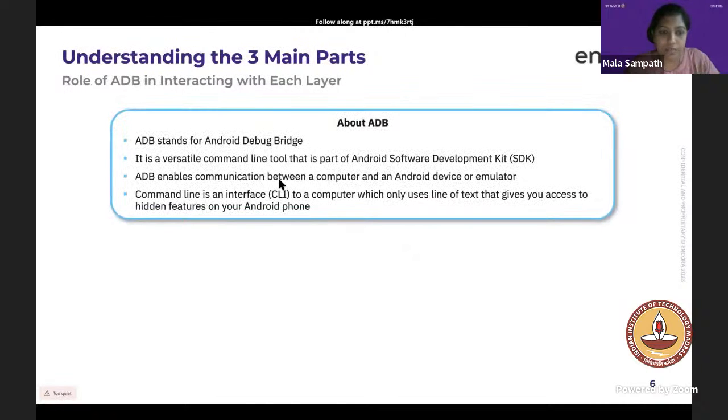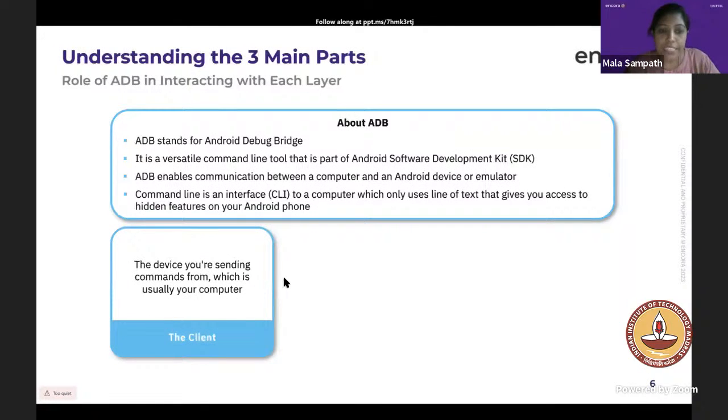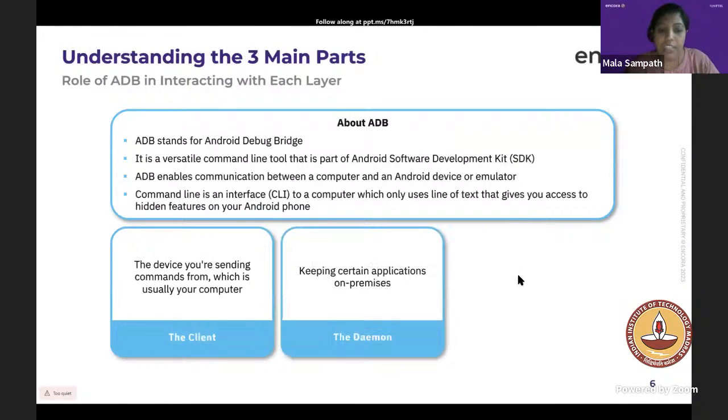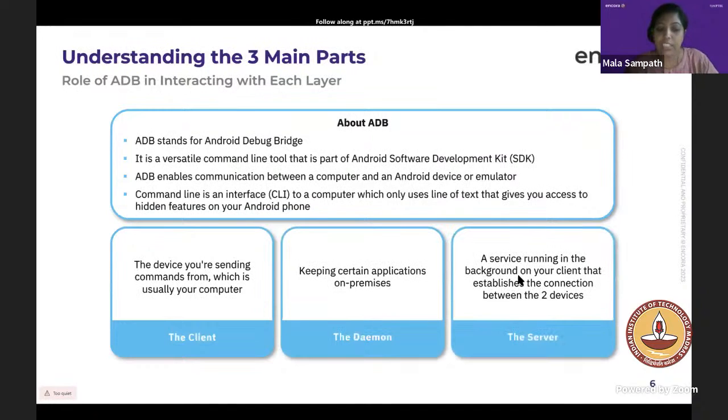This ADB is a command line interface to a computer, which only uses a line of text. It is an easy, understandable English line of text that can access the hidden features in the Android phone. It has three main parts: the client, the daemon, and the server.